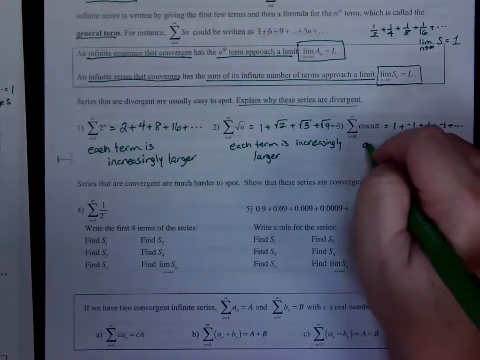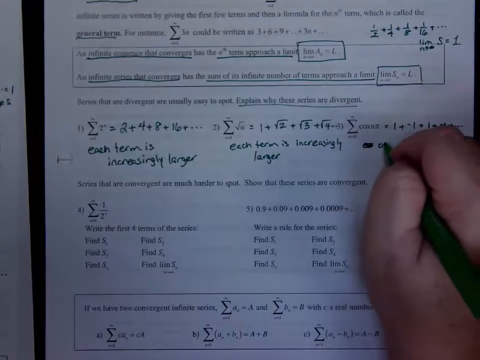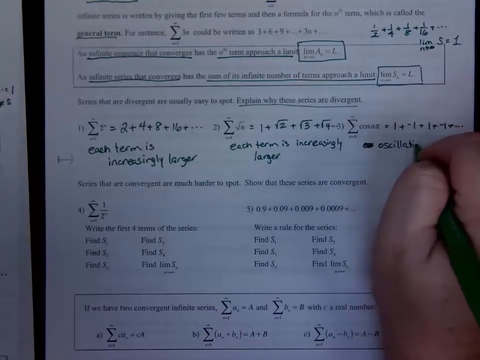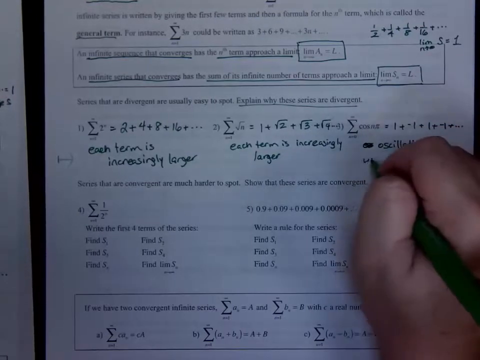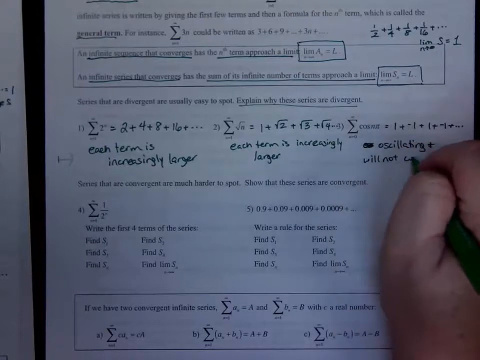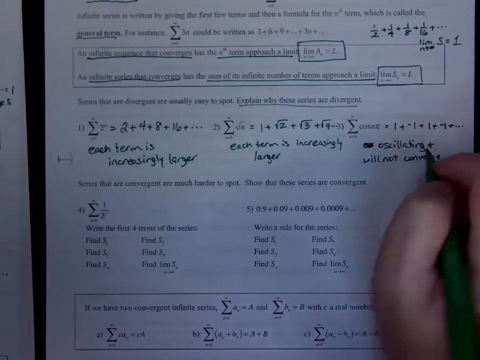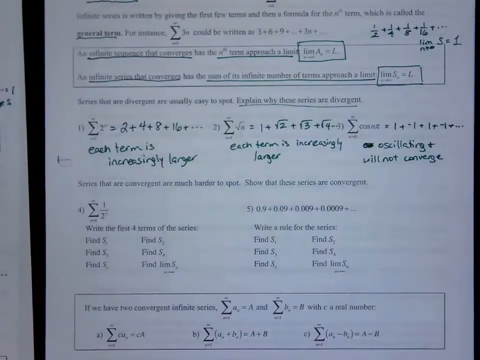Okay, it is oscillating. Oops, let's write this correctly. Oscillating and will not converge. Oscillating ones do not converge. They don't. Number 4 says series that are convergent are much harder to spot. Show that these are convergent series.